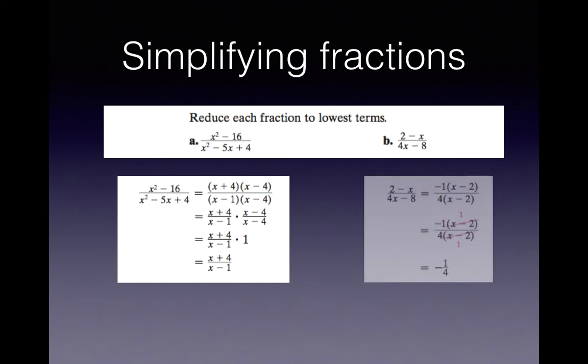So what I could do is take out a common factor of minus 1 on top, and that would mean that the plus 2 and the minus x would change signs. So I'd have minus 1 into x minus 2 over 4 into x minus 2. And the two things in brackets there are the same, so one divides into the other, or they cancel if you want to put it like that, and we're left with minus 1 over 4.